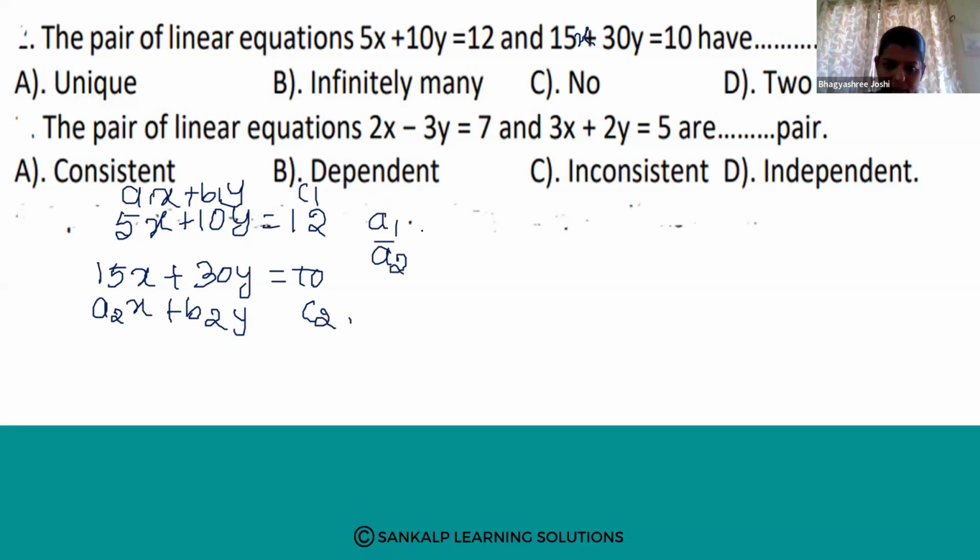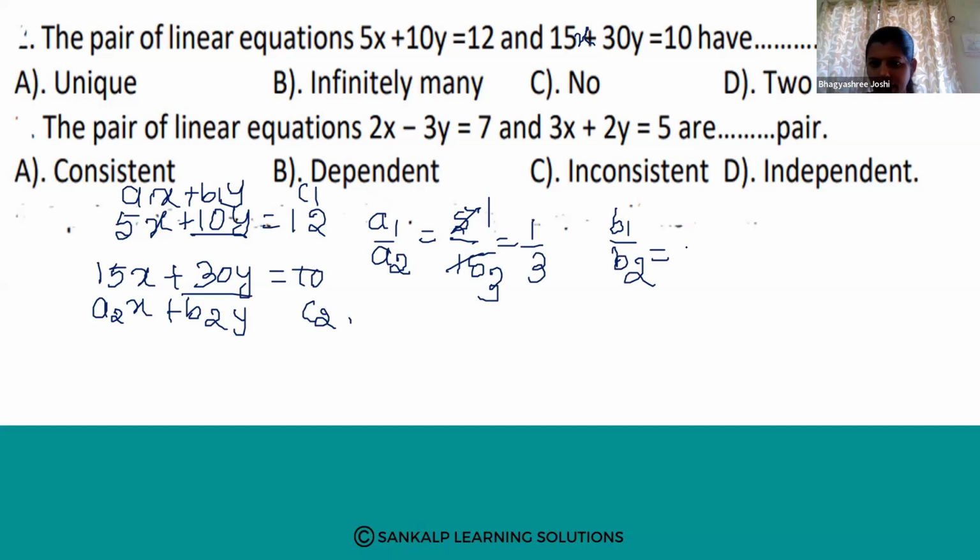What will you get? A1 value is 5, A2 value is 15, 5 ones are 5, 5 threes are 15. 1 divided by 3 you will get. B1 divided by B2. B1 value is 10 and B2 value is 30. Therefore 10 ones are 10, 10 threes are 30. That means 1 divided by 3 you will get. A1 divided by A2 is equal to B1 divided by B2.